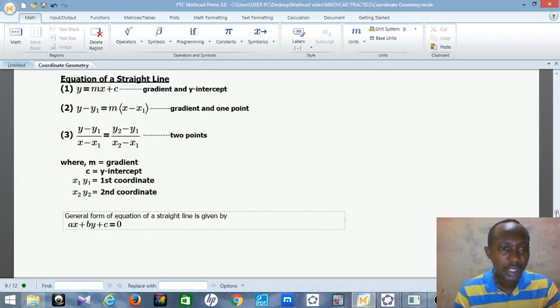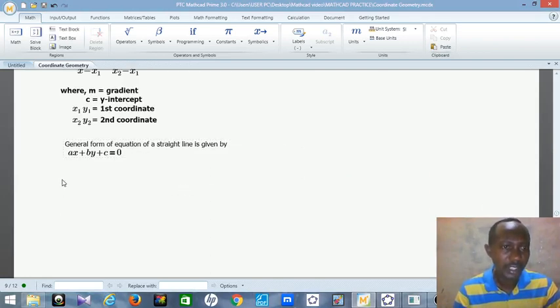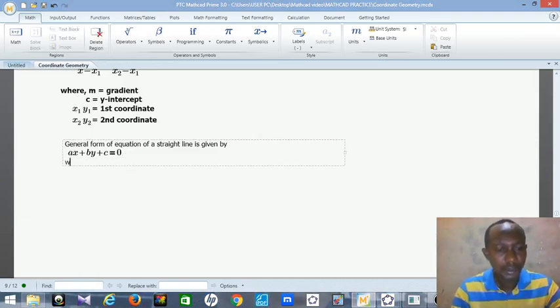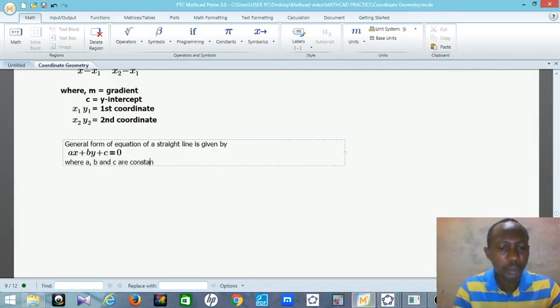So when you are asked to find the equation of a straight line, you can leave your answer in this form. And there are other forms you can also leave it in, depending on what the examiner wants. Like objective questions, the options can leave the answer in this form, or they can leave it in other form. In this general form of equation, a, b, and c are constant. So take note of that. Where a, b, and c are constant. They are all constant. That means they are numbers.